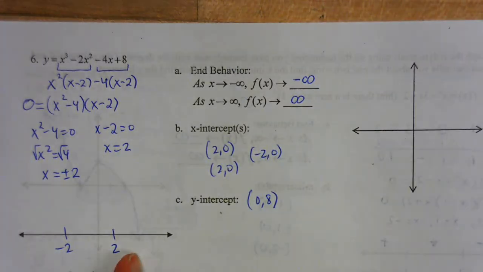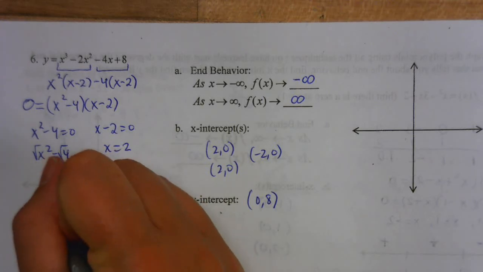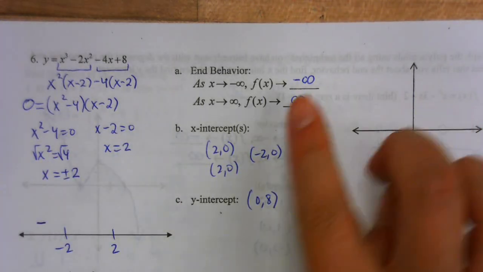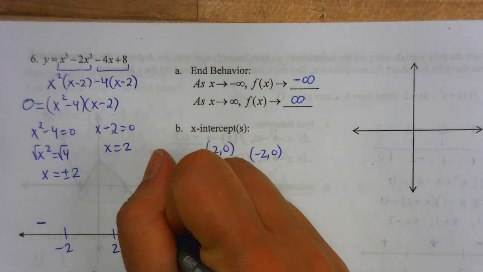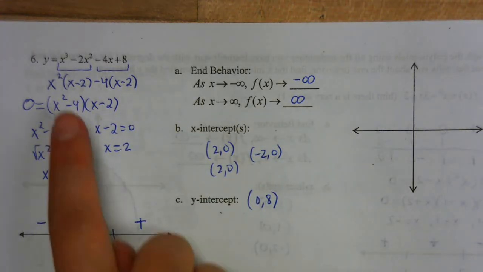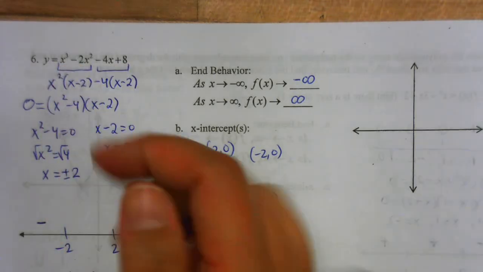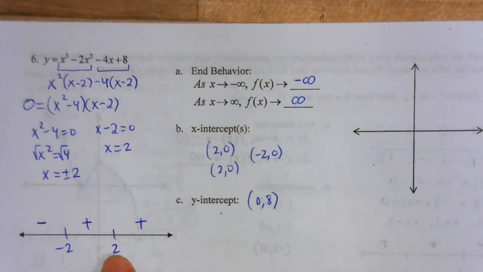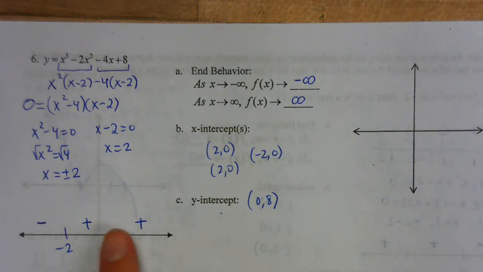We need to fill in our sign chart. I know that this is negative here based on my end behavior. I know that this one is positive, again, based on my end behavior. So we just need to find out what's happening at 0. Again, when you substitute in 0, you get positive 8. Again, that double root at 2, it's going to look like a parabola there. That's why it's staying above the x-axis.